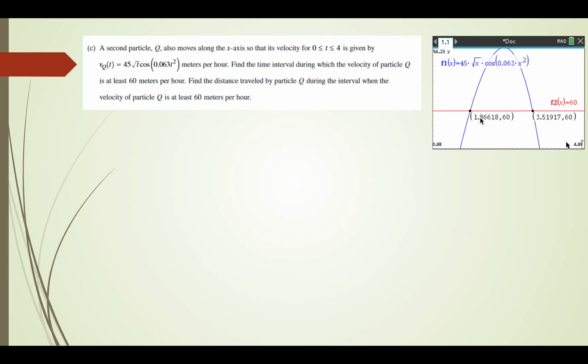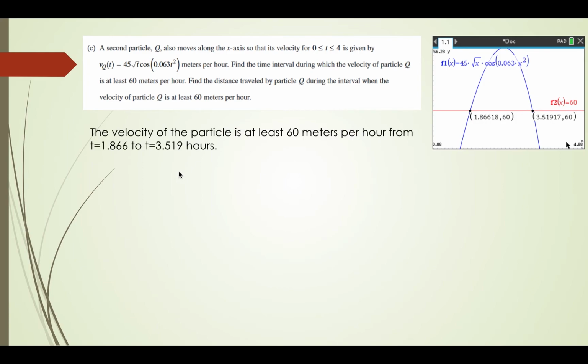But anyway, all that to say that we have these two numbers now. So I know that anywhere from this t value to this t value, my function is either 60 or larger. So now I'm going to go ahead and state that. The velocity of the particle is at least 60 meters per hour from this time to this time, in hours. Notice I'm being very careful to include units on this answer. But that is the answer to the first half of part C.